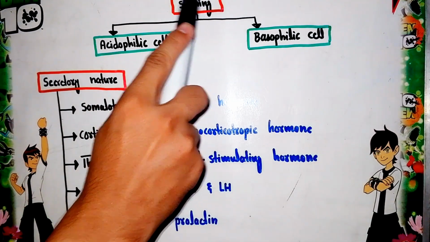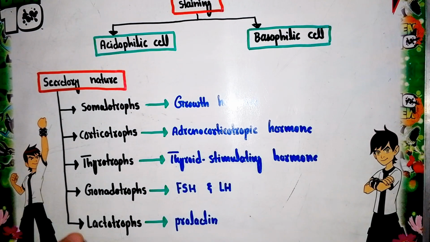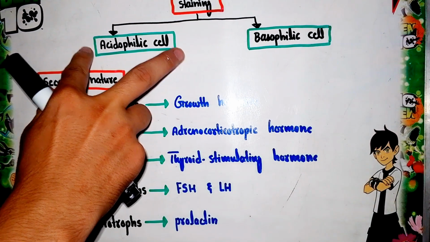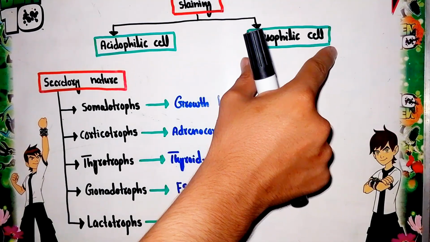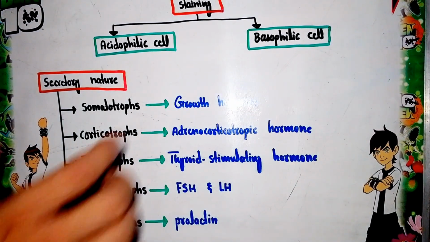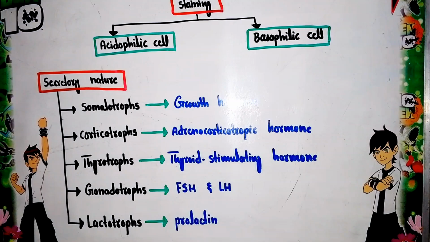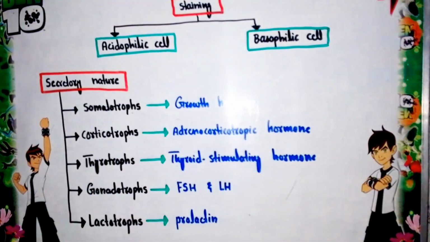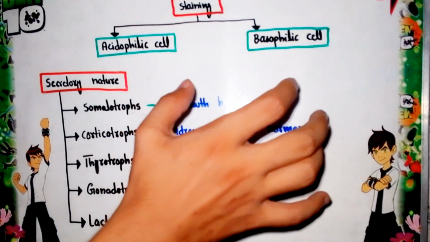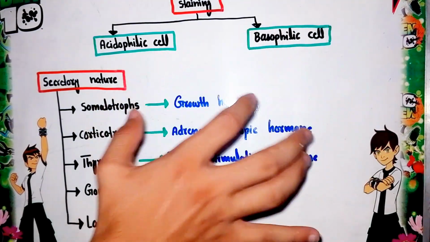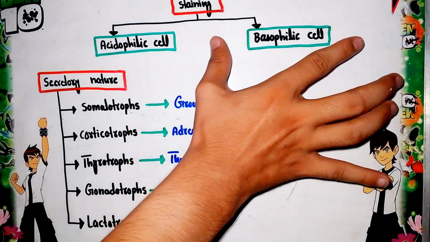Now, on the basis of the staining ability, chromophore cells are classified into two types. The first is called acidophilic cells, and the second is called basophilic cells. Acidophilic cells are the type of chromophore cells that take the acidic stain, so they are called acidophilic cells, while the second type is called basophilic cells. These chromophore cells take the basic stain, so that's why they are called basophilic cells.